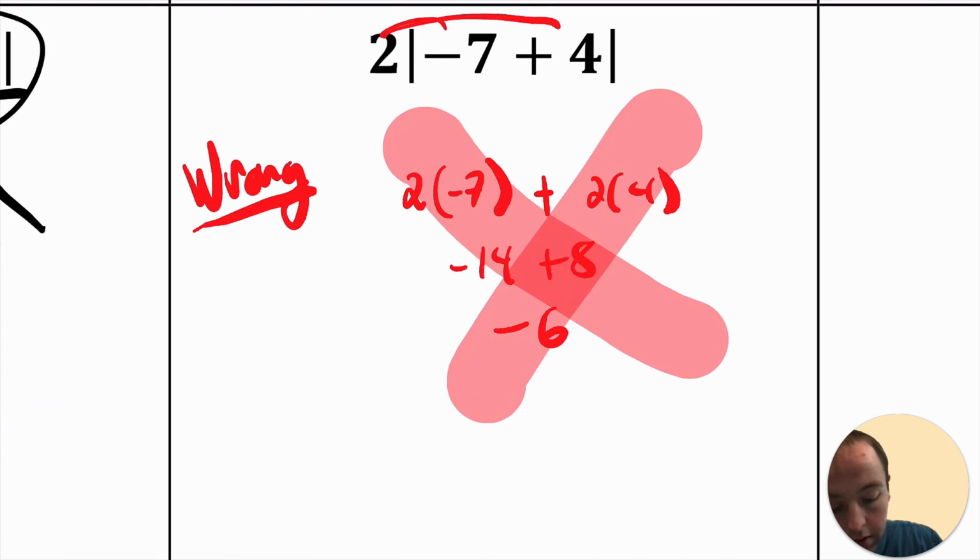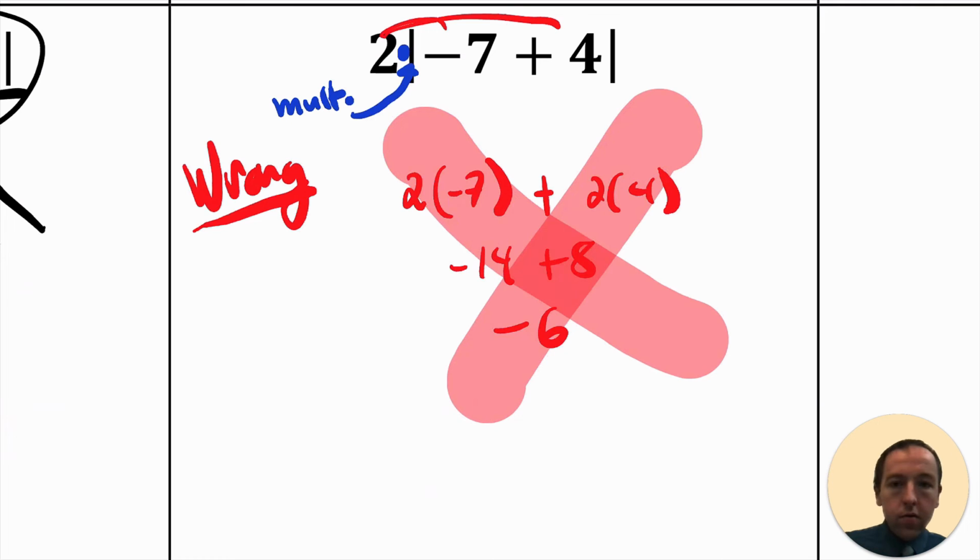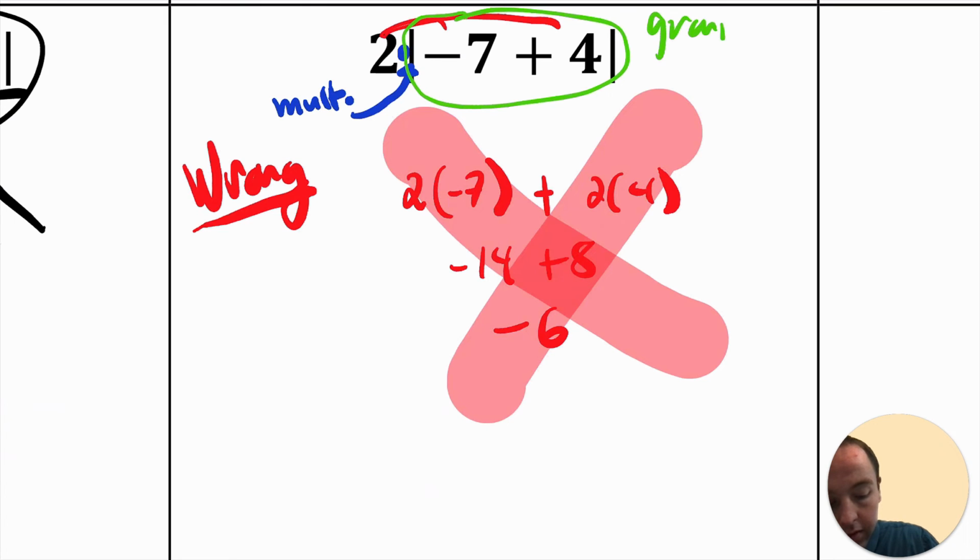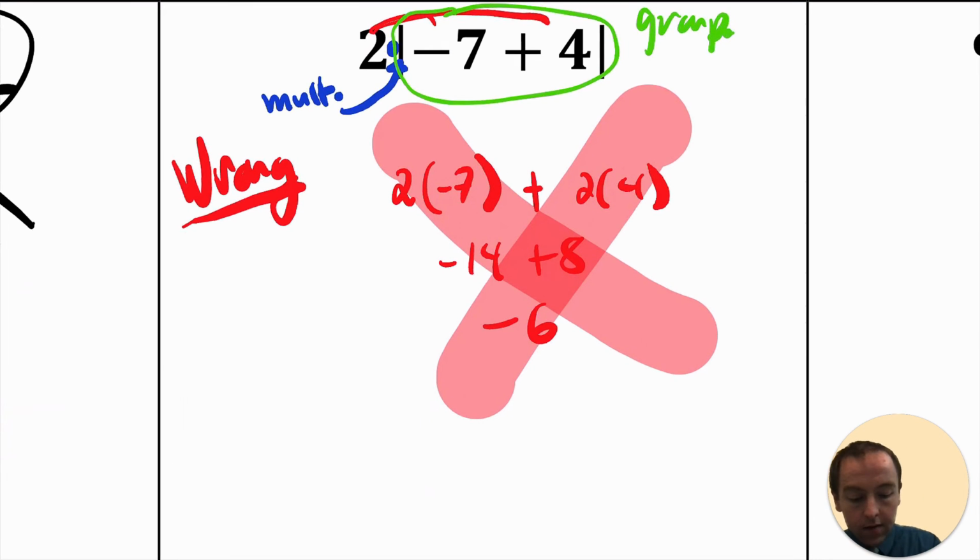The reason why you can't distribute right there is because we do have a multiplication operation, since we're trying to multiply by 2, but we also have these absolute value bars, and we've got these grouping symbols. And we know in the order of operations, the grouping symbol has to happen first before we can multiply. So what I circled in green has to happen first.